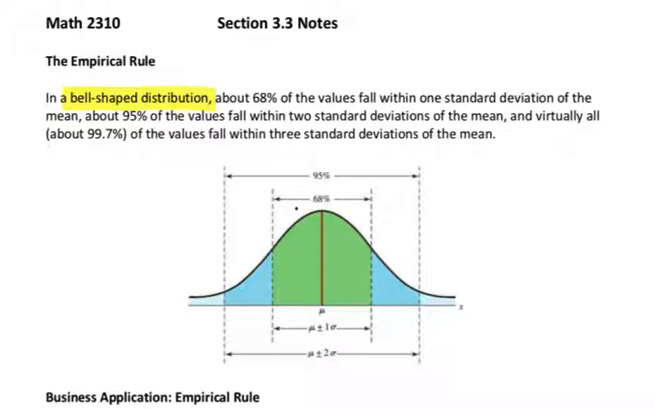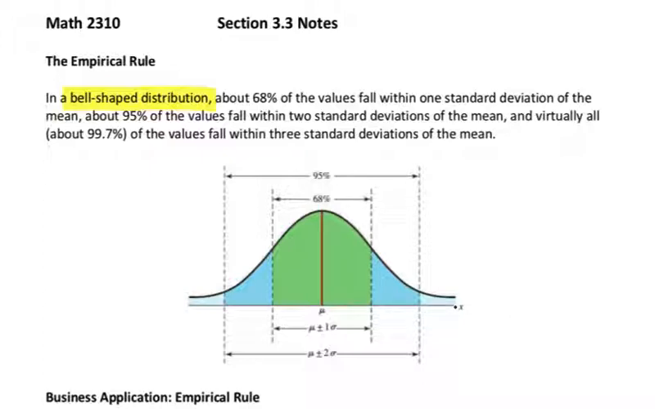About 95% of the values fall within two standard deviations of the mean. So this dotted line is the mean plus 2 times the standard deviation, and this dotted line is the mean minus 2 times the standard deviation. 95% of our data values fall between those two dotted lines, with only 5% of the values outside of that area. Virtually all of the values will fall within 3 standard deviations of the mean, or about 99.7%.